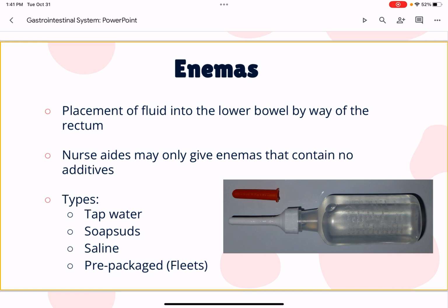Castile soap is made up of 100% plant-based oils, where regular soap typically uses animal fats. A saline enema is 500 to 1,000 mLs of water with salt added. And then prepackaged ones, or Fleets enemas, are 120 milliliters of saline or oil.